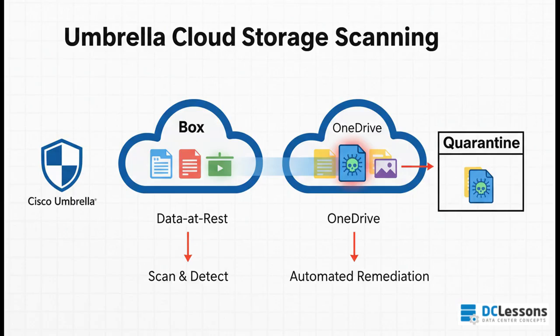And it's not just about protecting data while it's on the move. Umbrella also protects your data at rest. Using those API capabilities we talked about, it can scan your cloud storage like OneDrive or Box for malware that might have been uploaded from a personal device or an already compromised machine. It finds those threats and quarantines them before they can spread.